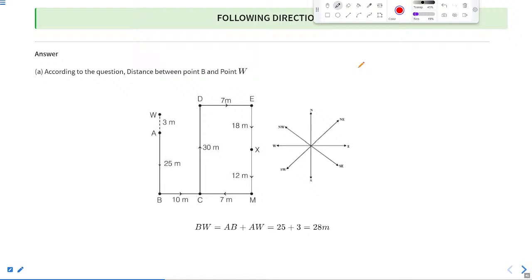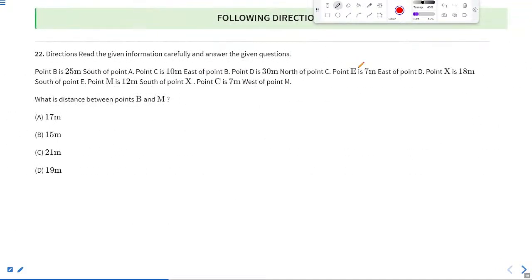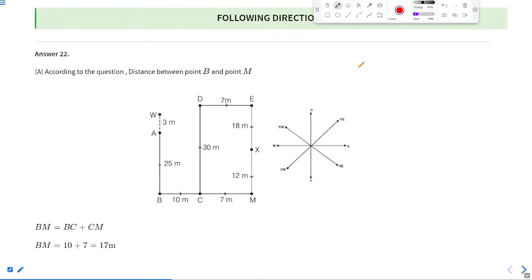The distance of B and M is equal to BC plus CM, which is 10 plus 7, 17 meters. The answer is A, 17 meters. BC plus CM, 10 plus 7, 17 meters is the answer. Distance between point B and M.